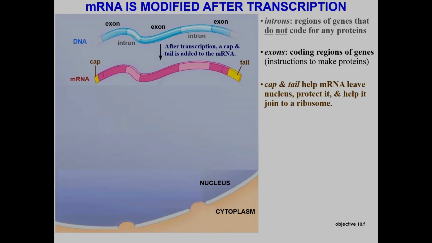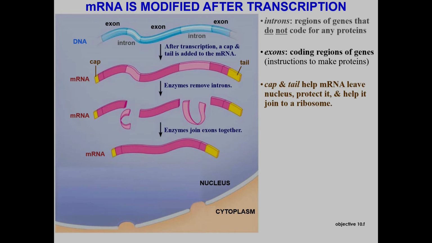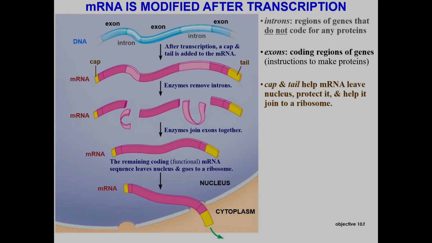Before we can go through translation, we are going to need to cut out the introns, the regions of the gene that don't encode for the protein. And then we are going to use enzymes to join the ends together to create an mRNA that includes a cap, a tail, and only the part of the gene that actually encodes the protein that we want to translate. We'll talk a little more about why we have a process like that when we get to gene regulation.